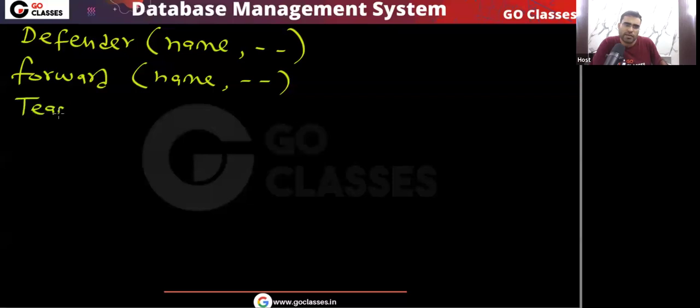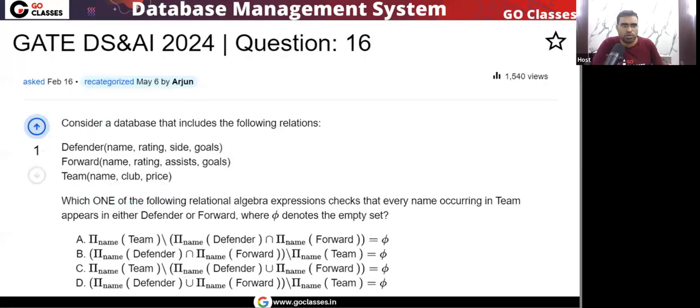And next, this is team. Here also we have name, so you can assume that these are the players chosen in the team. Okay, so like that you can understand. So these are the tables.